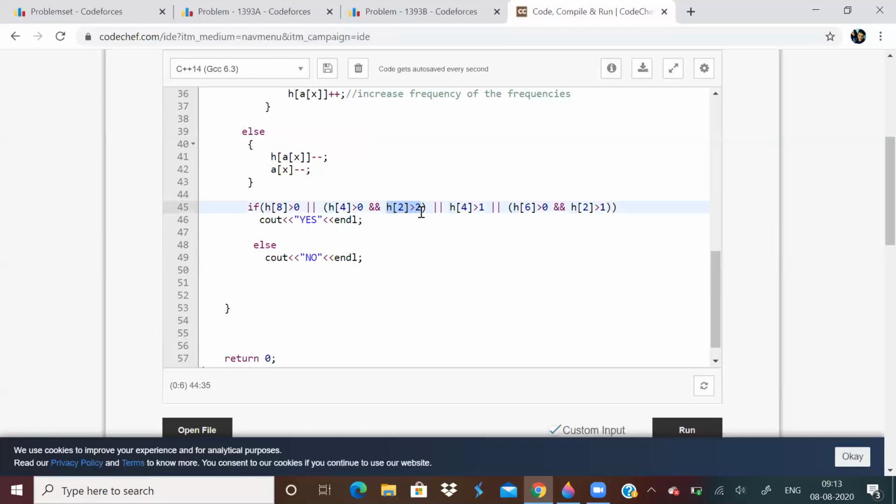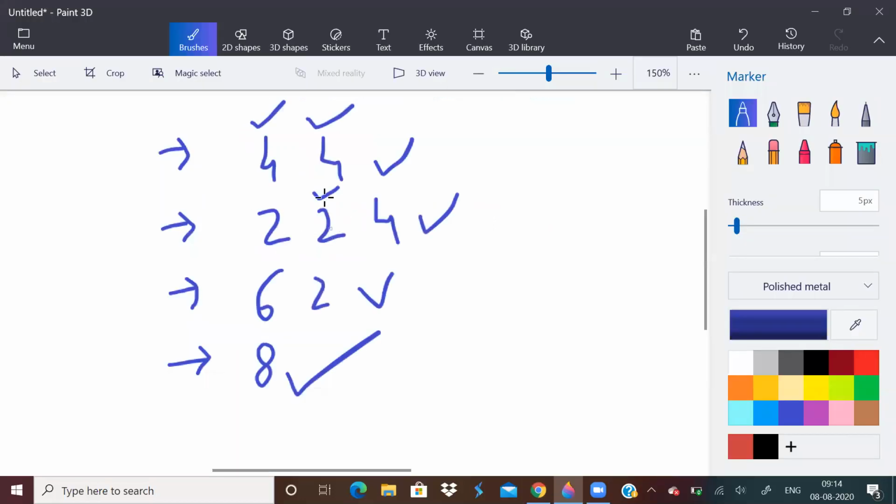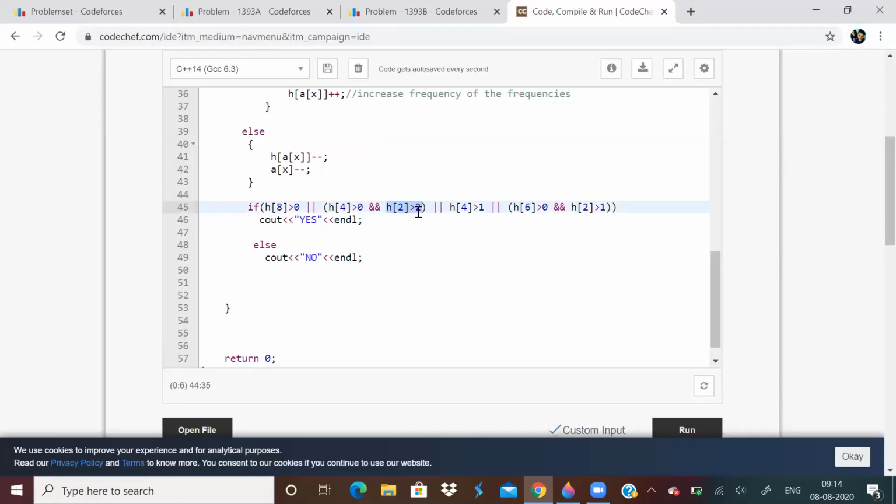See, this statement tells you what? If there is an element having frequency 4 and there are at least 3 elements having frequency 2, then you can make a rectangle and a square. But over here we see that only 2 elements having frequency 2 is required. So why haven't I written greater than 1? It's because sometimes it will overlap.